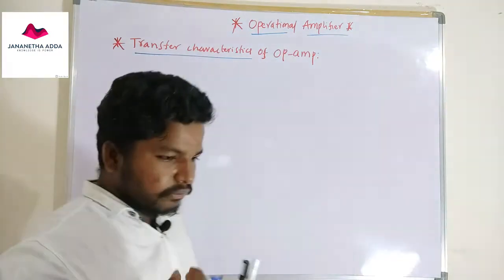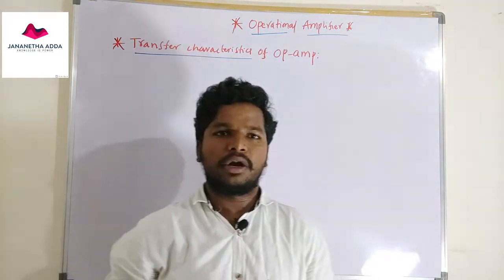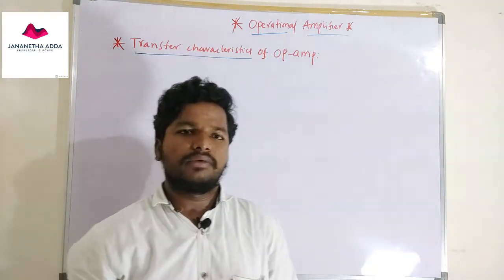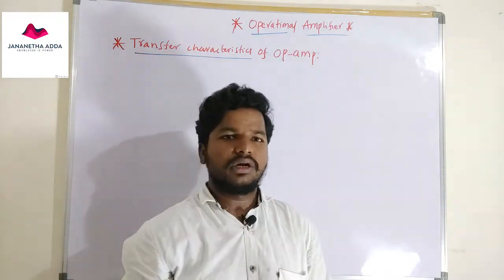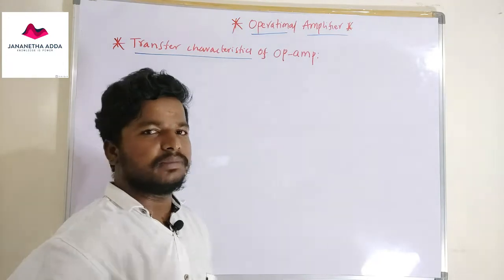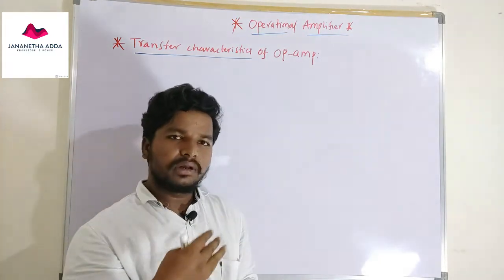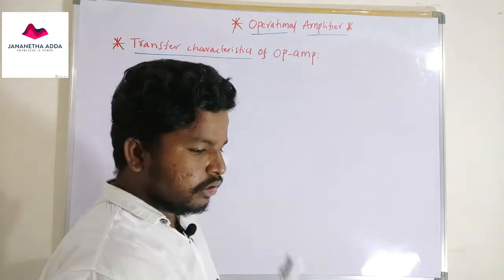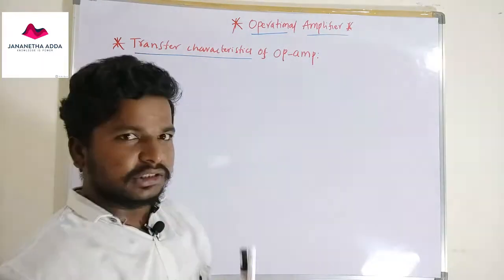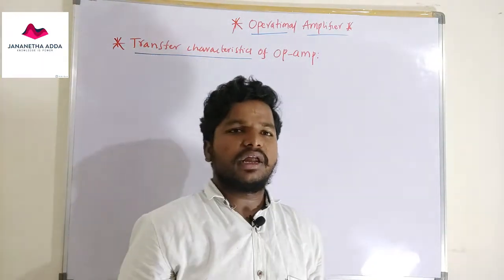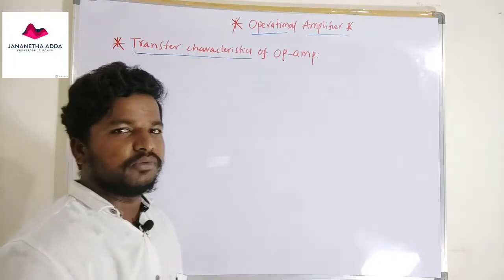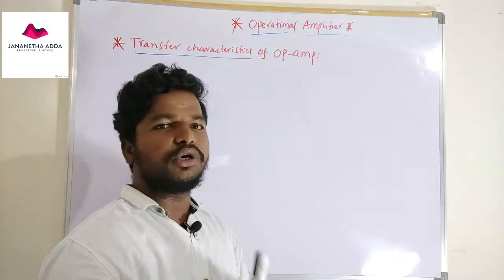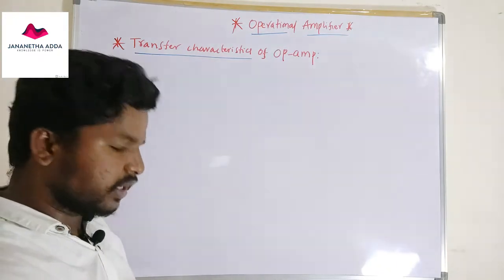When we have any analog device, we analyze the performance of the device by using graphs, the V and I graphs, that is, voltage versus current characteristics. The transfer characteristic refers to how the output changes with respect to the input. We find the relationship between the input and output by using the transfer characteristics.